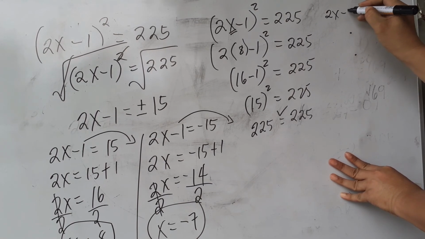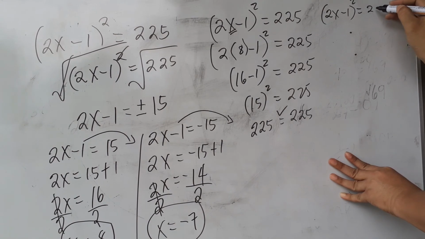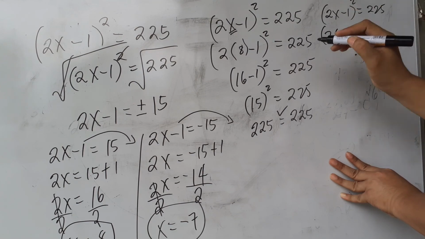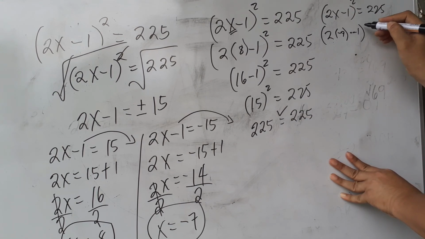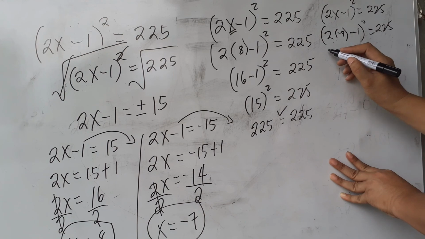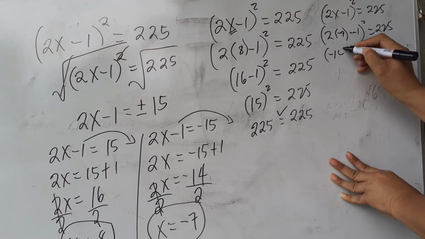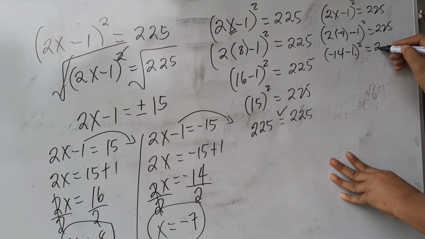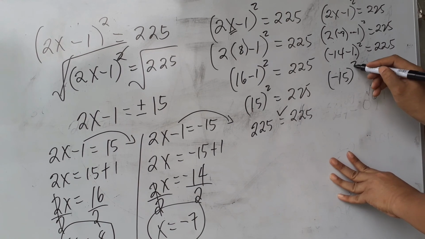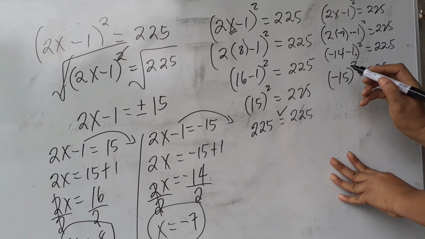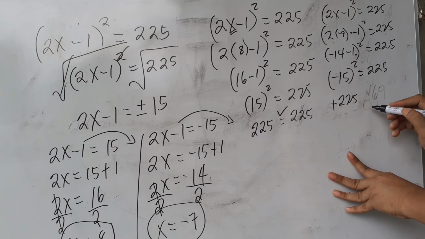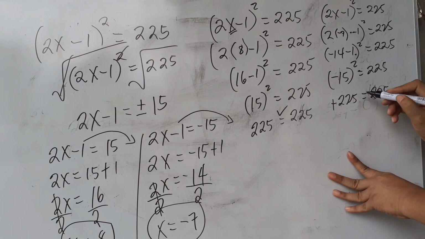Okay, and the value of x is negative 7. So we have 2x minus 1 squared is equal to 225. So substitute natin yung value ni x which is negative 7. Negative 7 minus 1 squared is equal to 225. So 2 multiplied by negative 7 is negative 14 minus 1 squared is equal to 225. So negative 14, negative 1, so we have negative 15 squared is equal to 225. So negative multiplied by negative is positive. 15 multiplied by 15 is 225. It is equal to 225. Okay, check.